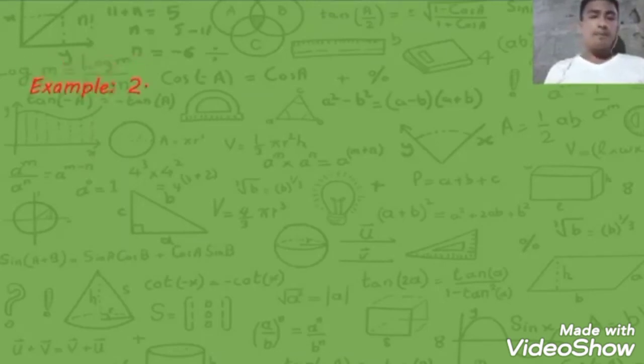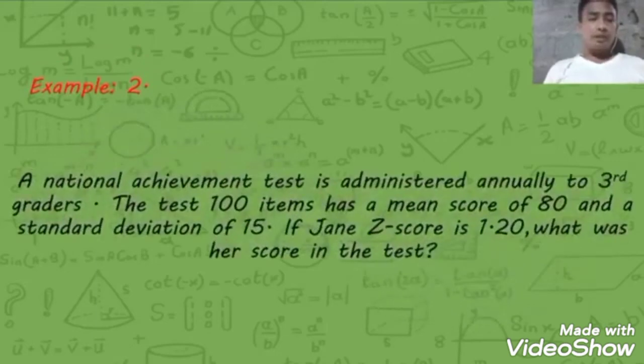Example 2. A national achievement test is administered annually to third graders. The test, 100 items, has a mean score of 80 and a standard deviation of 15. If Jane's raw score is 1.20, what was her Z-score in the test?